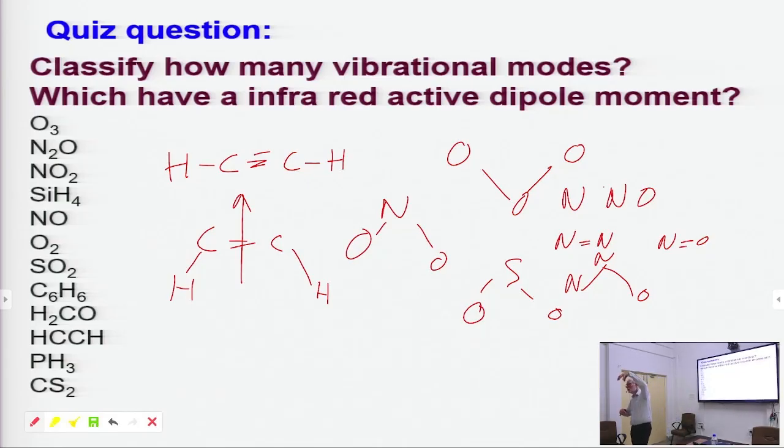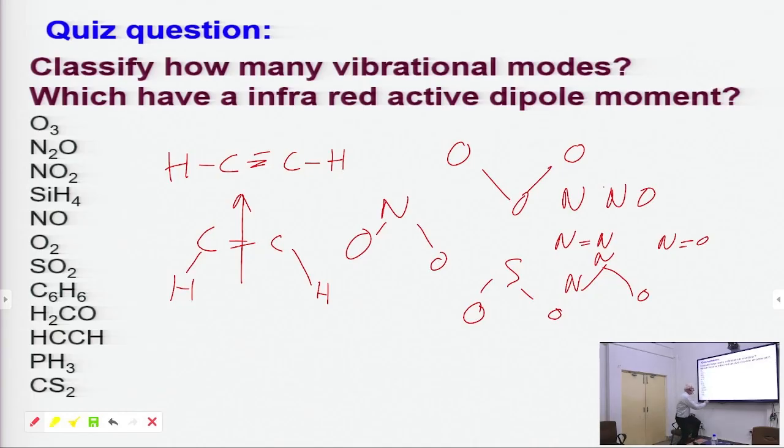Where are we? Lady in the green. So do we have any infrared active modes in phosphine? Yeah, okay. In fact, I think they're all infrared active. There are 4 modes, and I think they're all infrared active.